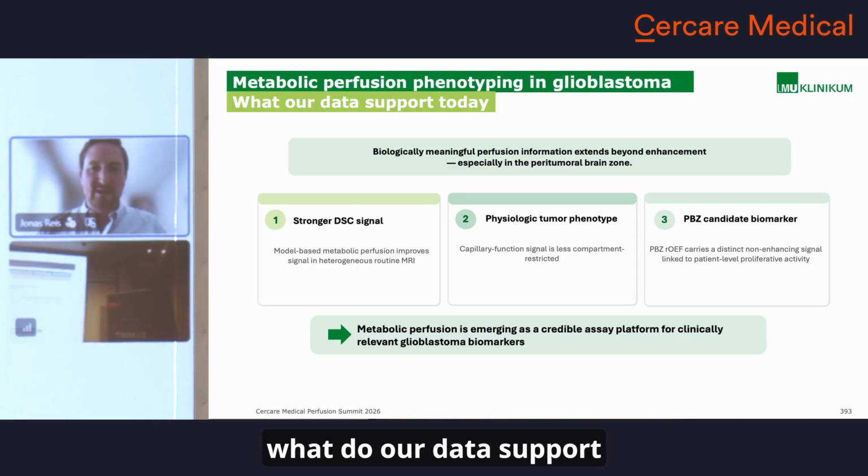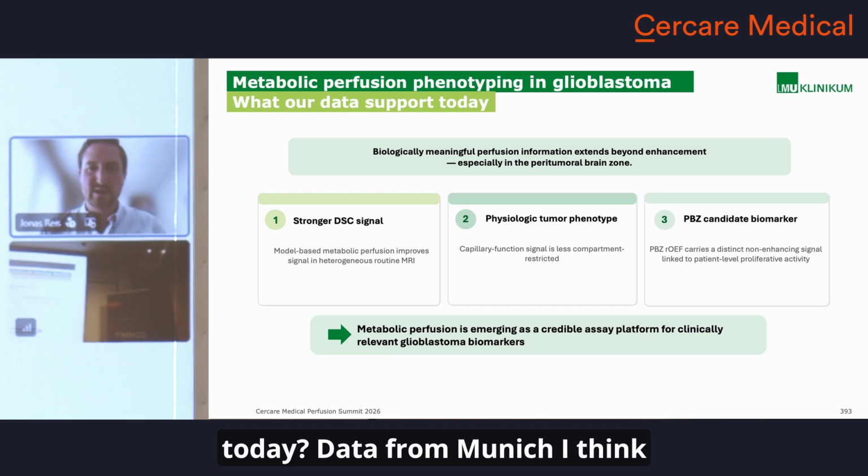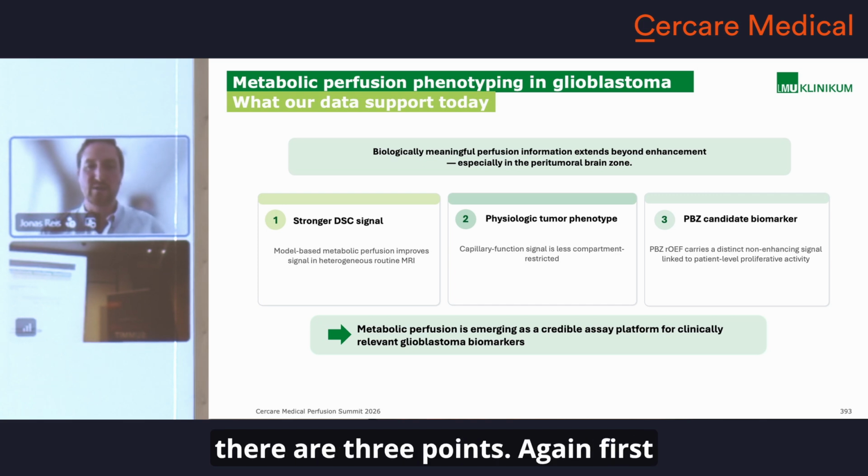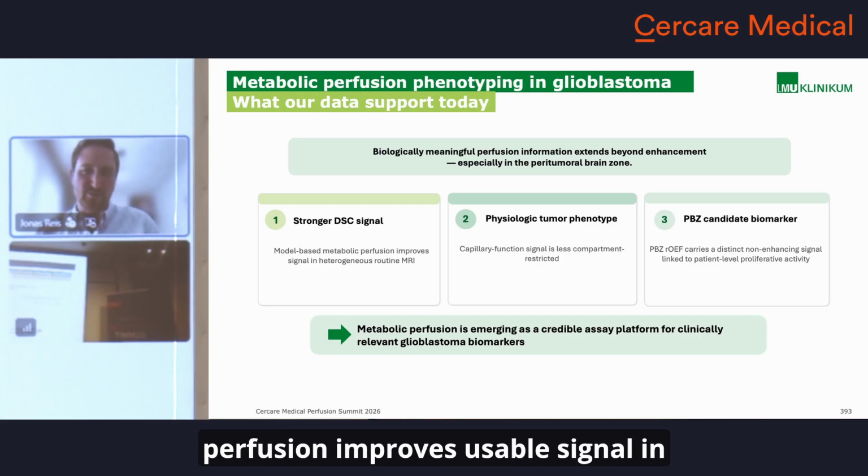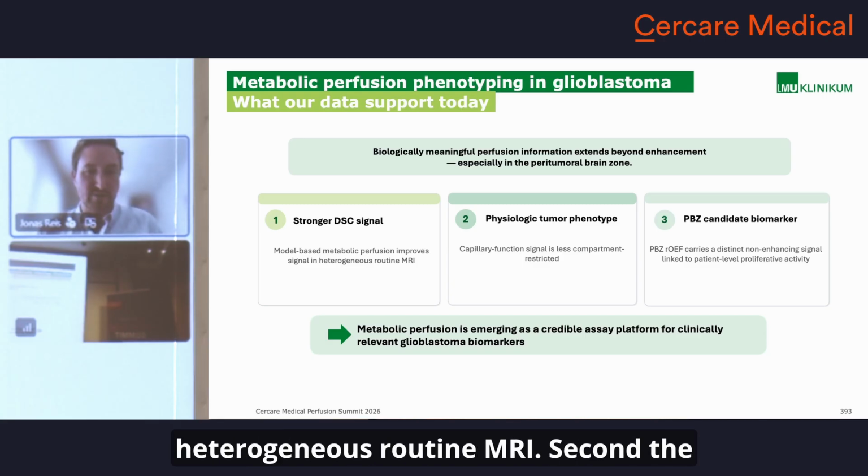And finally, what do our data support today? Data from Munich. I think there are 3 points. Again, first, model-based metabolic perfusion improves usable signal in heterogeneous routine MRI.